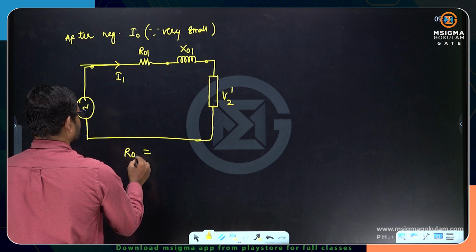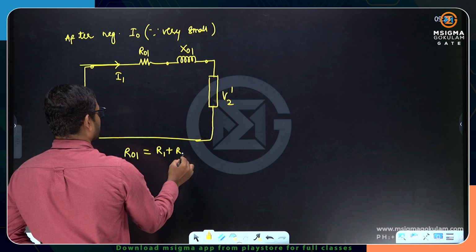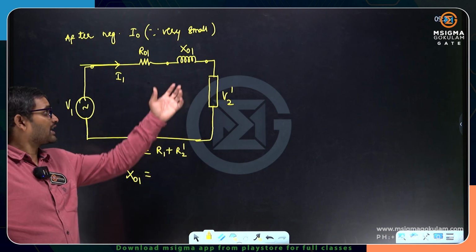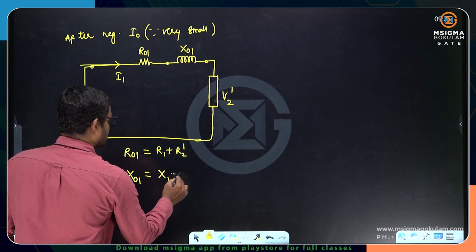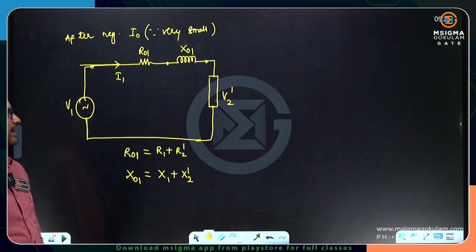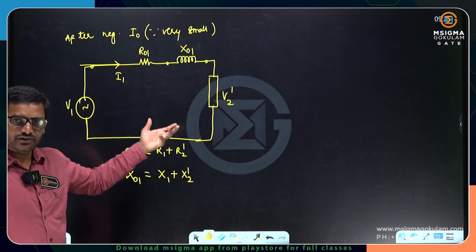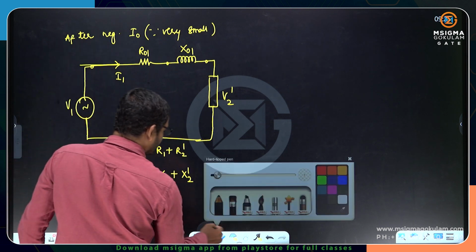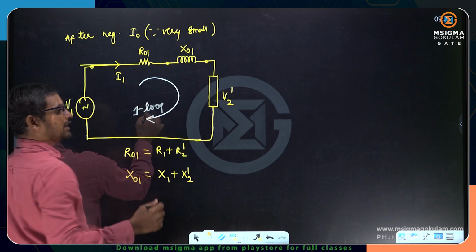So what is R01 here? R01 is the total resistance referred to the primary side, that is R1 plus R2 dash. X01 is the total reactance referred to the primary side, so I can write it as X1 plus X2 dash. Okay, so now this is the approximate equivalent circuit. Do you have any number of loops? Only one loop is there. So to solve one loop, we will get one equation. One loop equation is enough.